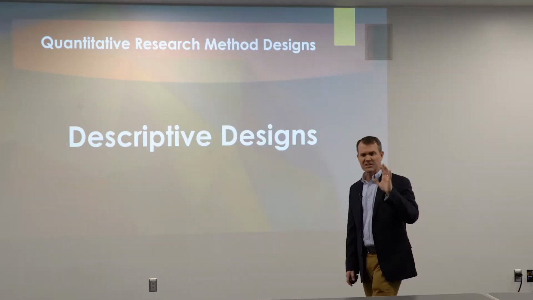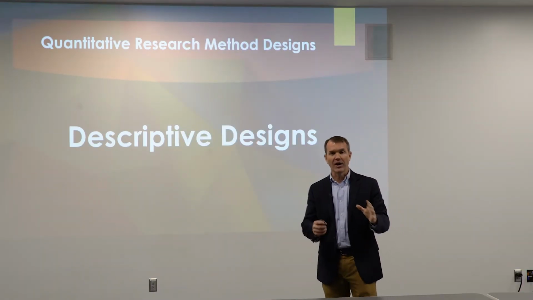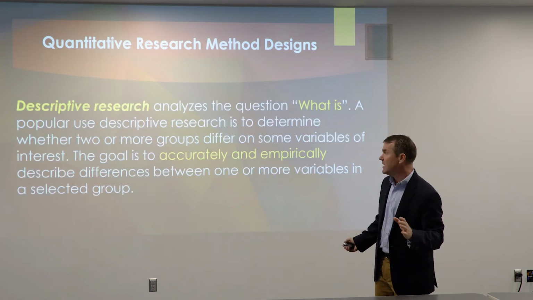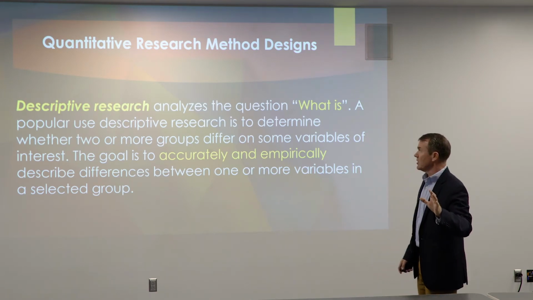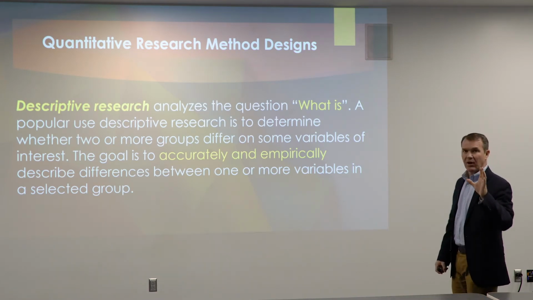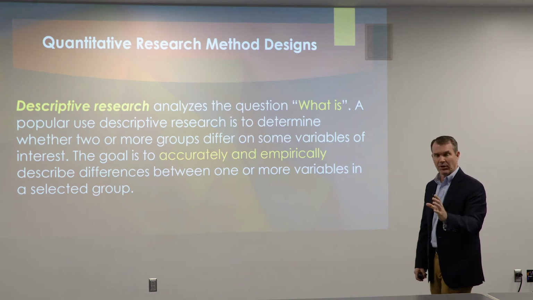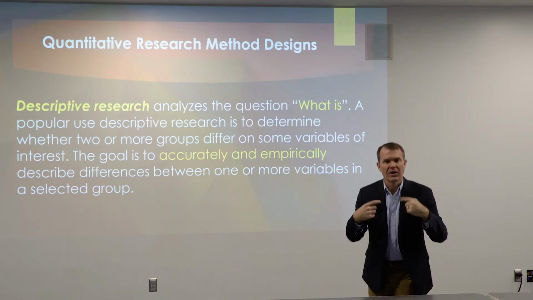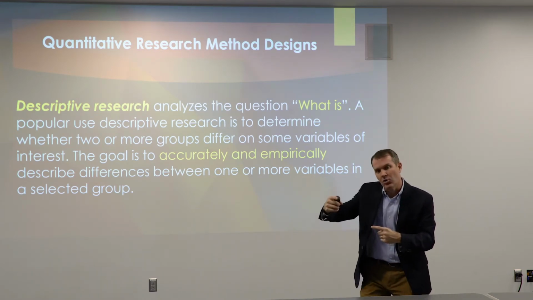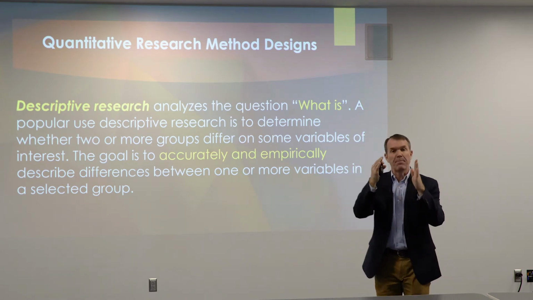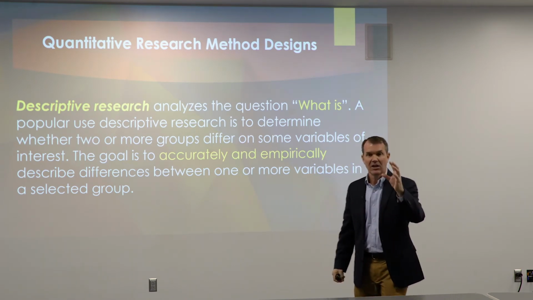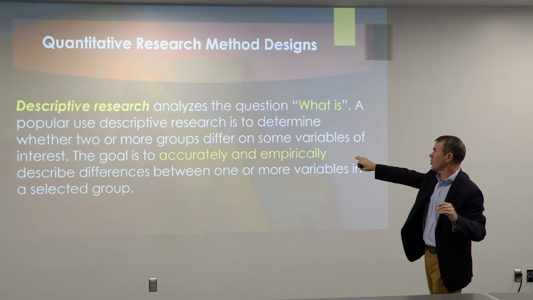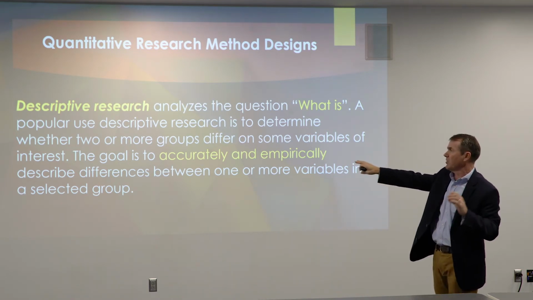Number one, descriptive designs. A quantitative study that's going to be giving us descriptions, a descriptive type test. Descriptive research analyzes the question, what is? Very important. You're describing. You see it, but what is it? You see it, but what causes it? You see it, how would you describe that? How would you objectively, not subjectively, describe that? A popular use of descriptive research is to determine whether two or more groups differ on some variables of interest.